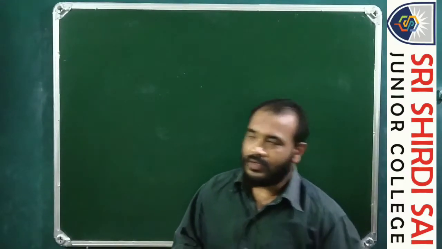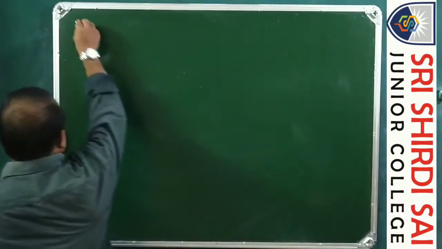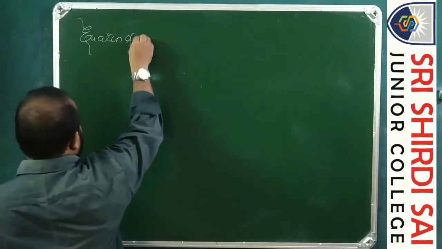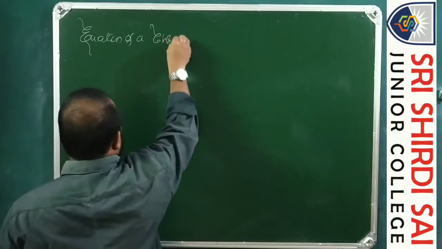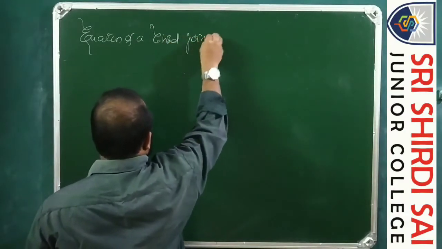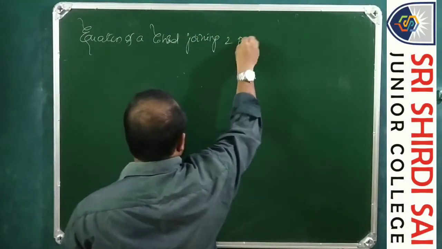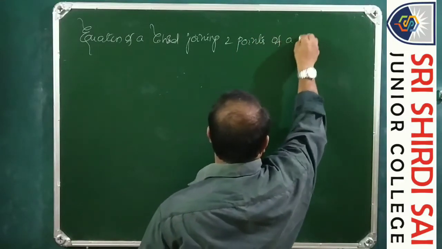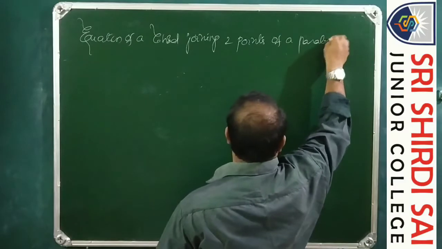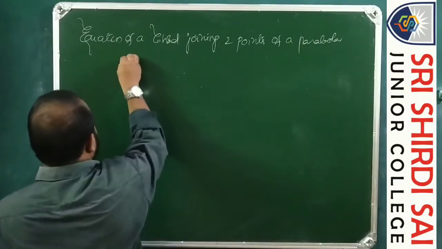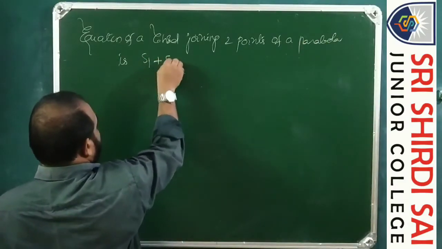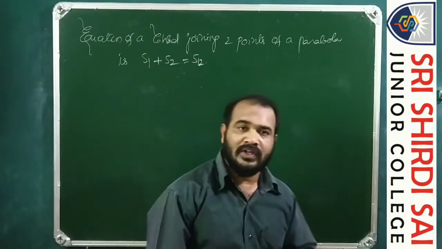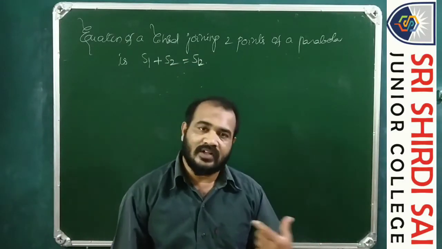So first of all, the equation of a chord joining 2 points of a parabola is S1 plus S2 equals S12. So remember, the same thing we have discussed in the circles also.